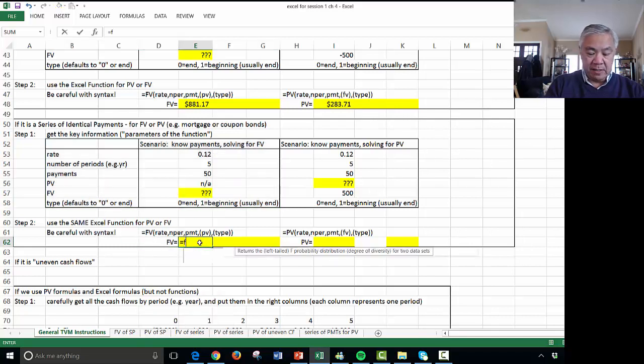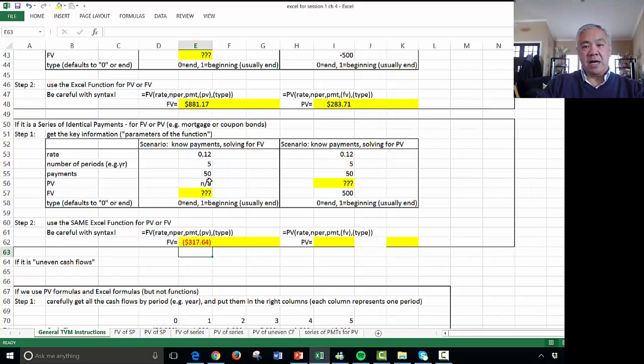So equals FV, open parens, and what is the rate? 12%, comma. What is the number of periods? 5, comma. What is the payment? And now we do have a payment. In this case, we're paying $50 per year, comma. What's the PV? There is none because we're just making annuity payments. So it's 0, and we can just close parens because we accept the default of payments at the end. So the answer is $317.